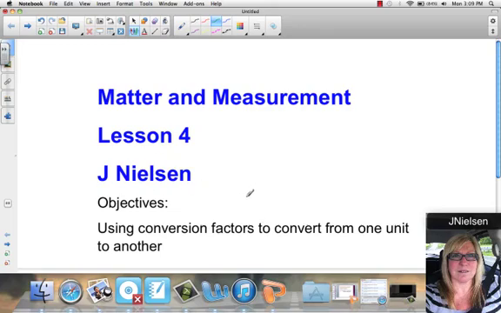Okay, so this is Matter and Measurement, Lesson 4, and today we are going to discuss how we can use conversion factors to convert from one unit to another. Some of you may find this difficult, but we will do lots of practice problems in class. So all I'm going to ask is that you try to follow along, take your notes, and star something that you don't understand, and we'll talk about it when we see each other.